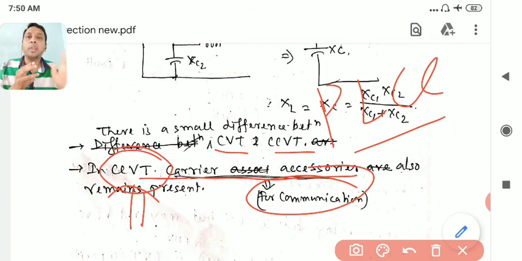That's all. The PT purpose remains the same. The voltage reduction remains the same. The extra additional feature is that the communication series are also inserted in CVT. That's why it is known as coupling capacitor voltage transformer.